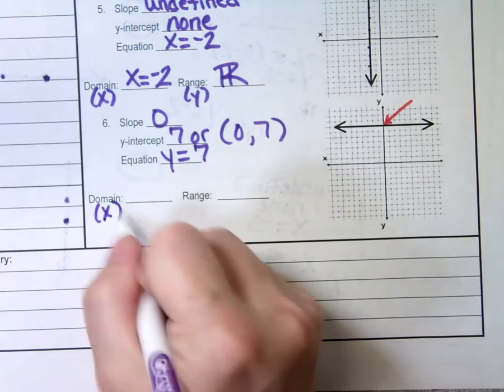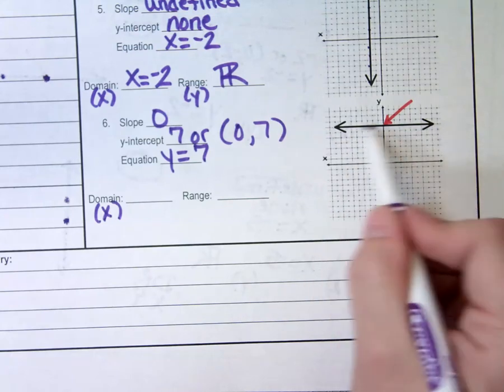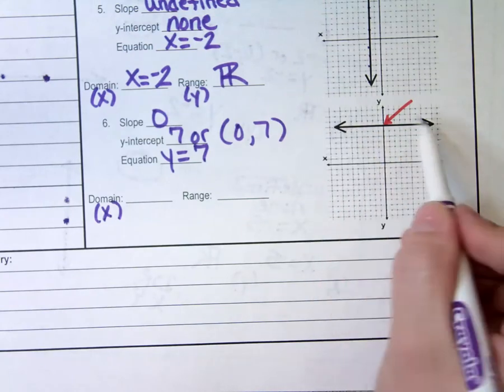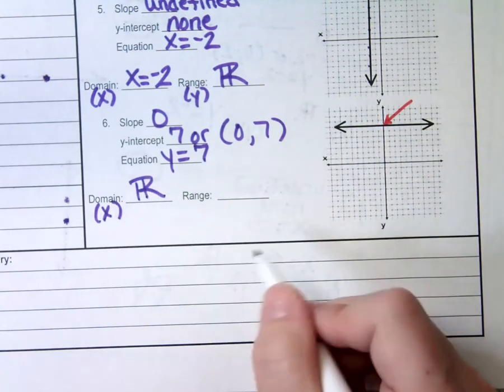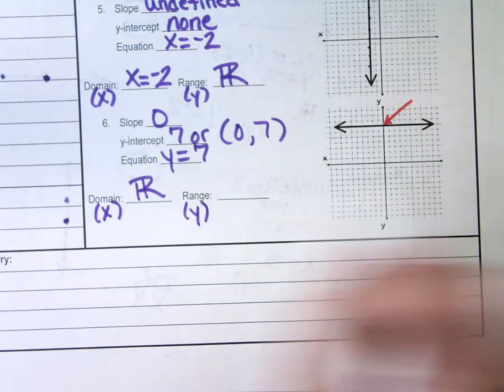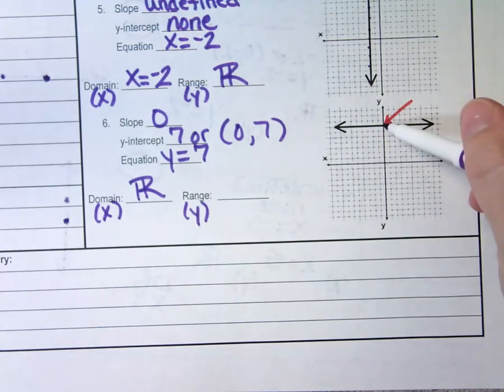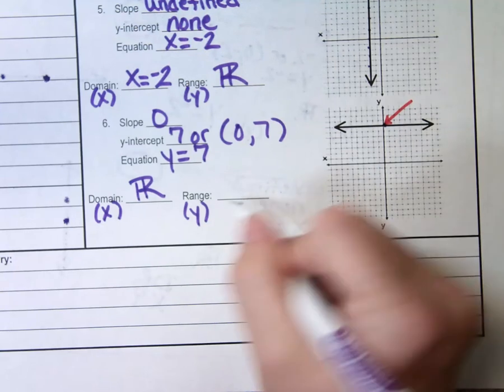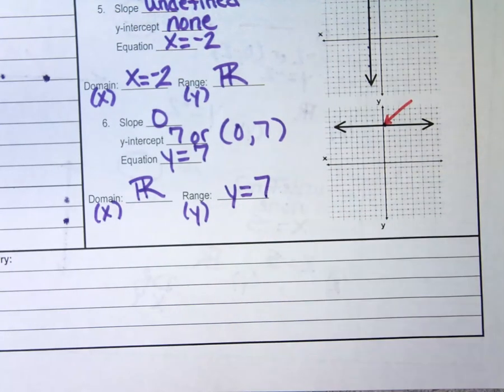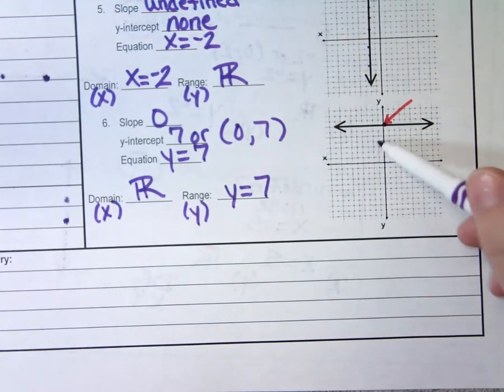Okay, domain or x's. What is happening left and right? This line goes forever left, forever right, all reals. Range, or your y's, what's happening up and down? What would you tell me? Our y is a 7. There's nothing lower, there's nothing higher. We are done here, folks.